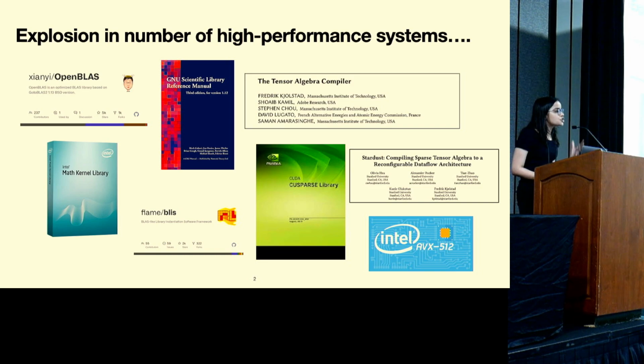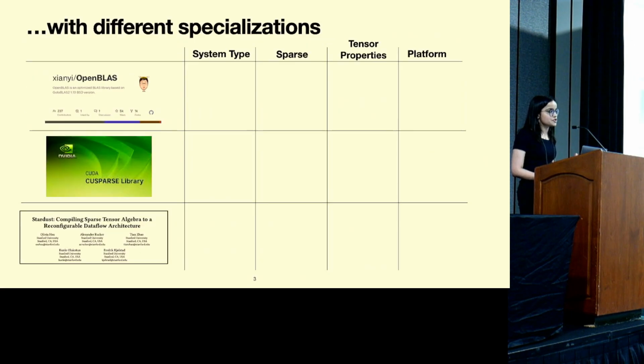And the implication of having such a huge variety of high-performance systems is that these systems often have different specializations. Some systems, like I mentioned previously, are libraries, meanwhile others are compilers. And the key difference here is that these libraries often tend to hand-implement optimizations for some hand-picked number of expressions. And so they tend to be really fast for that restricted set of expressions. Meanwhile, compilers can tackle tensor algebra in their complete generality.